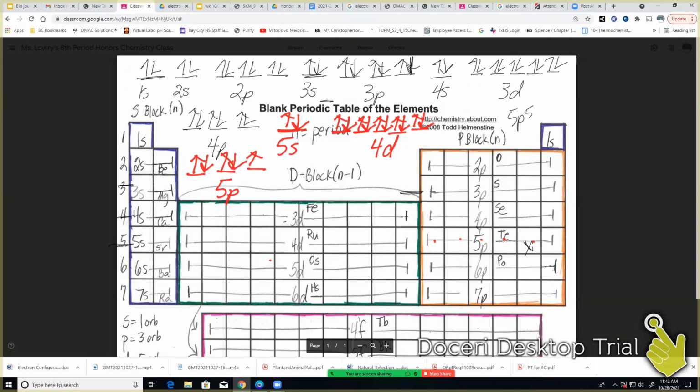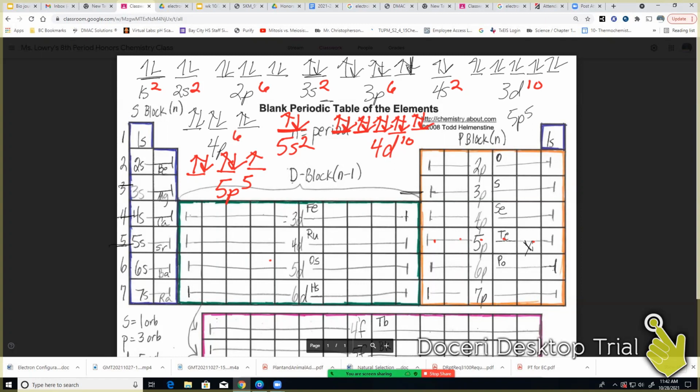And then for my longhand configuration, you would just turn your arrows into superscripts. So I'm going to do that. 1s2, 2s2, 2p6, 3s2, 3p6, 4s2, 3d10, 4p6, 5s2, 4d10, and 5p5. All right, I know it's going to have to feel better too.